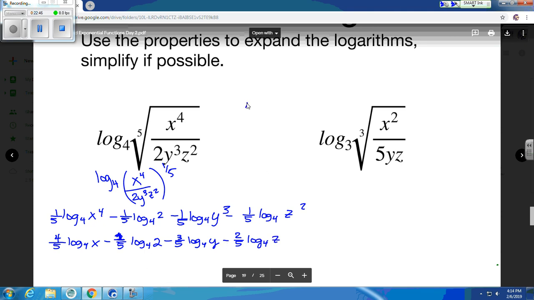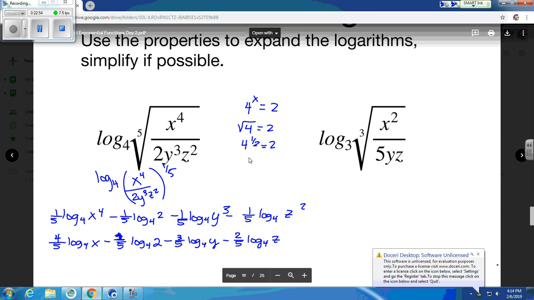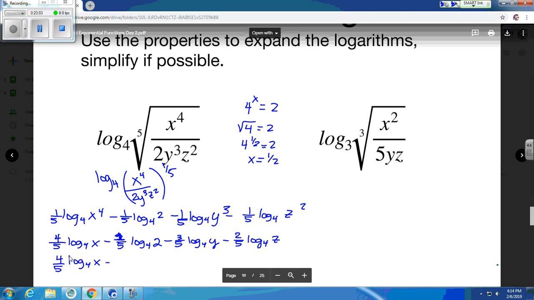Now I do have a way of taking 4 to a power and getting 2. The square root of 4 is 2, so that means it would be 4 to the 1/2 power. So my negative 1/5 is now going to be multiplied by 1/2.